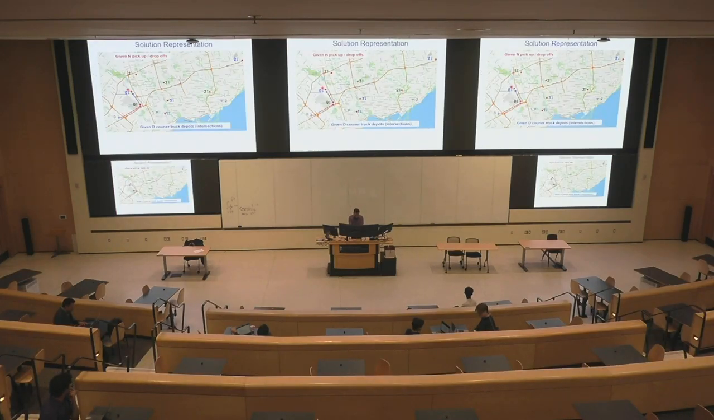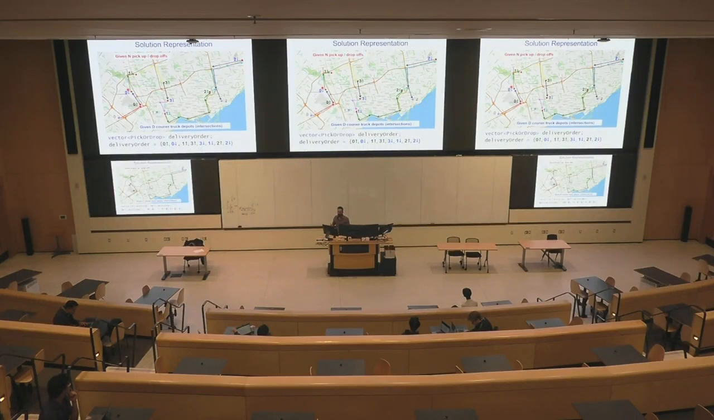So again, let's draw the solution here again. And one way to do this is to, for example, let's define this small data structure called pickup or drop-off, which only identifies an intersection, whether it's a pickup or a drop-off, and the intersection ID. Okay? So if we construct a vector of these pickup or drop-offs, by looking at it, we can know the delivery order that we're going to take.